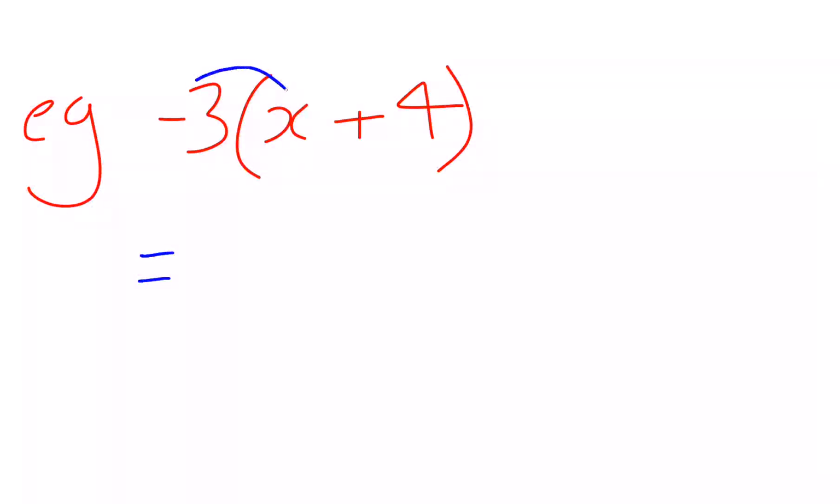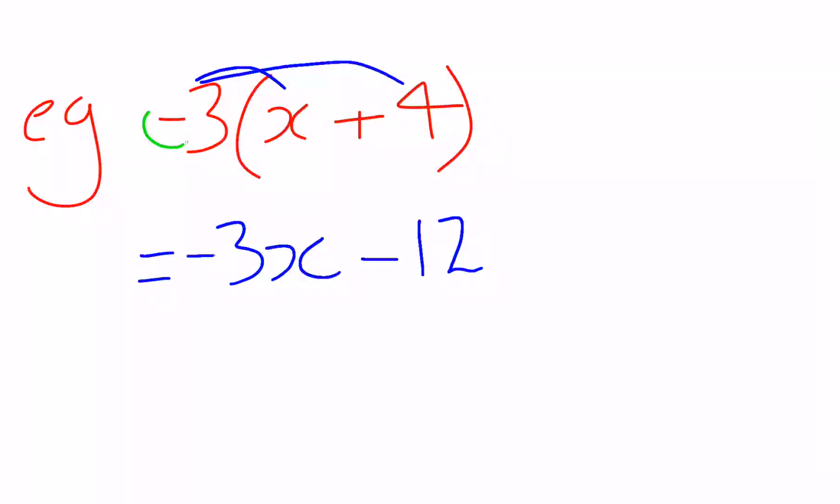Multiply -3 times x, -3x, and then -3 times 4, -12. And our answer is -3x minus 12. You'll notice we're being very careful here with our signs. -3 out the front times positives inside means I get negative answers.